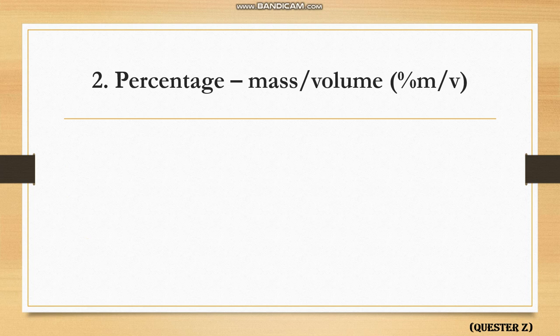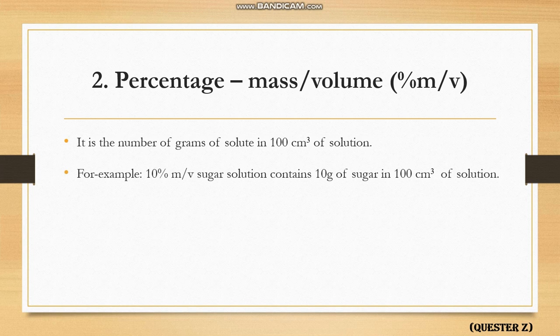Percentage mass by volume. In the first one, you have mass by mass, in which the quantity of solute and solvent are both in grams. But in this, we have solute in grams, while the solution is in centimeter cube. It is the grams of solute dissolved in 100 centimeter cube of solution. For example, a 10 percent sugar solution contains 10 grams of sugar in 100 centimeter cube of solution.